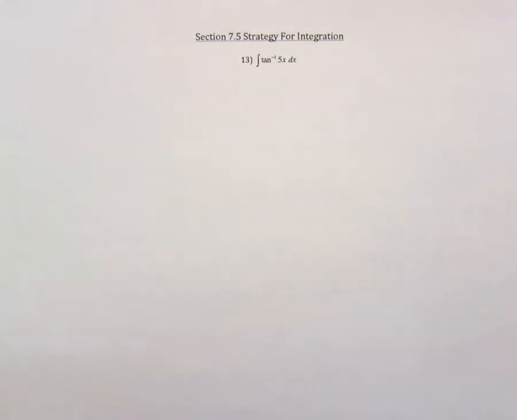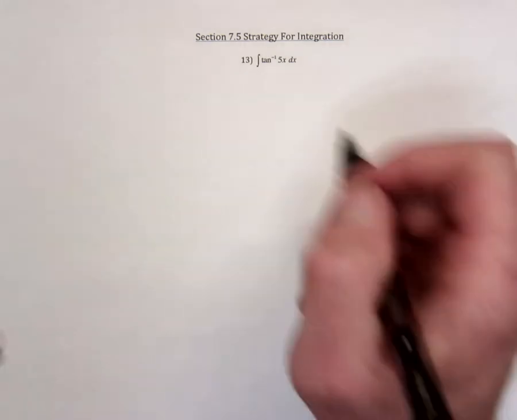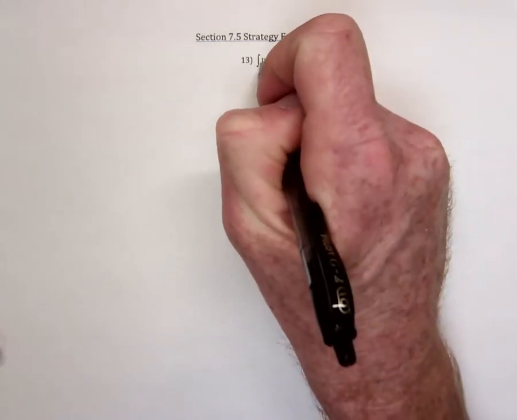So how do you integrate tangent inverse? Well, some people automatically say, well, that's 1 over 1 plus x squared. But that's actually the derivative of tangent inverse. We need to integrate. So if I try a u substitution, that's not really going to help. What I've got to do is integration by parts.